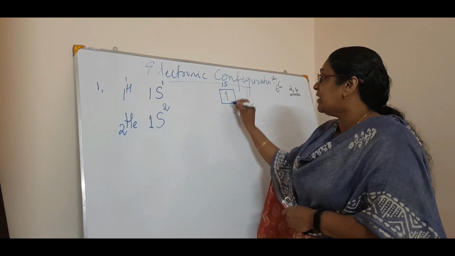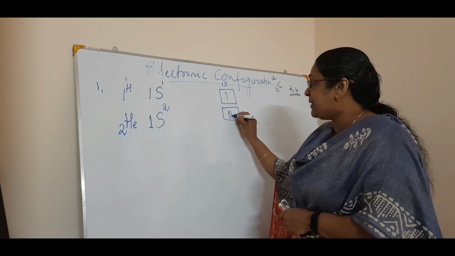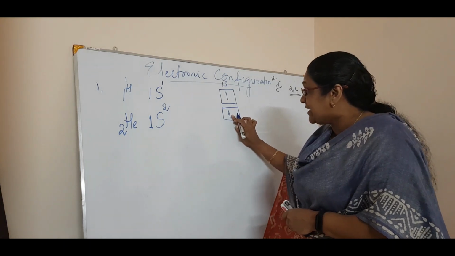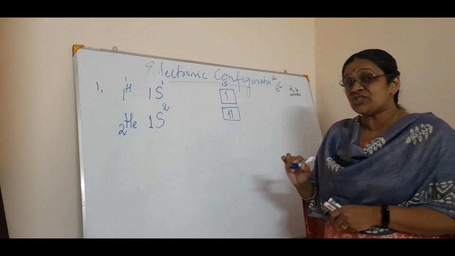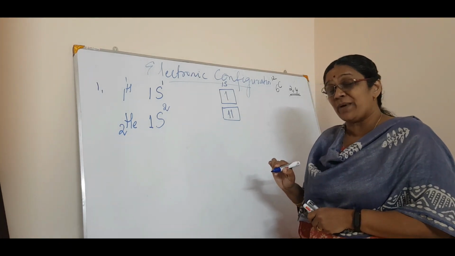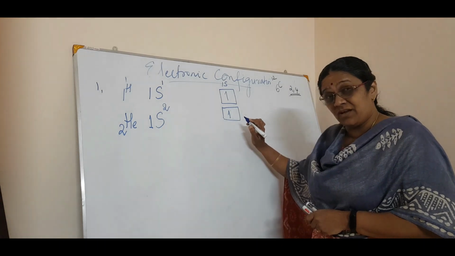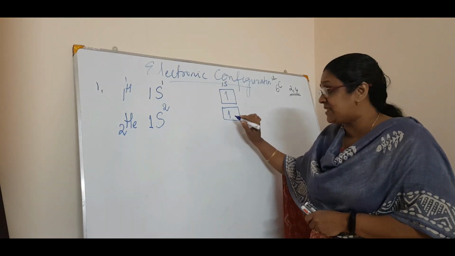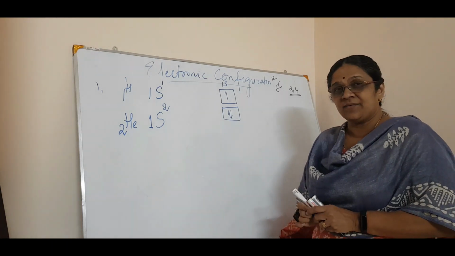Now, what is the orbital diagram? This is 1s. There are 2 electrons. So, it must be like this. Can it be like this? Can it be like this? No. Why? According to which rule? Hund's rule of maximum multiplicity. So, according to Pauli's exclusion principle, it must be like this. Correct?